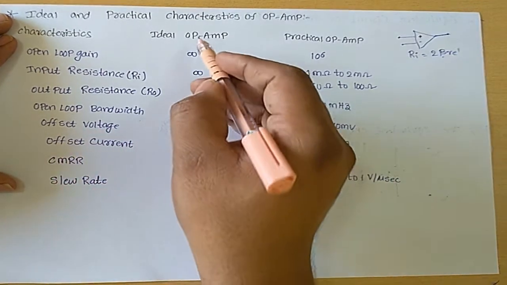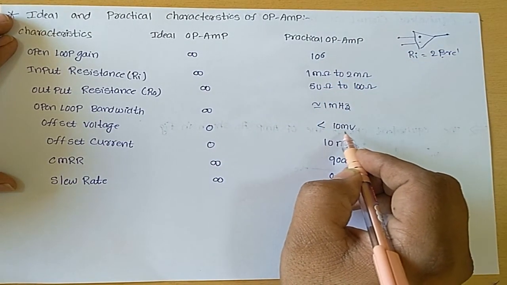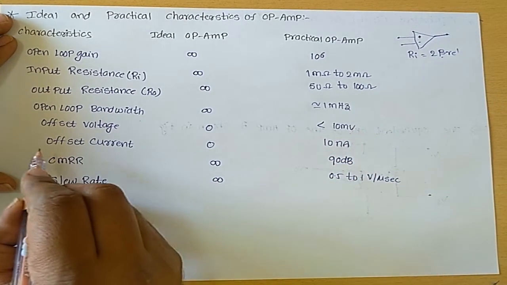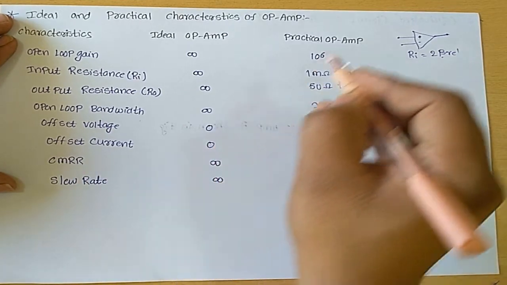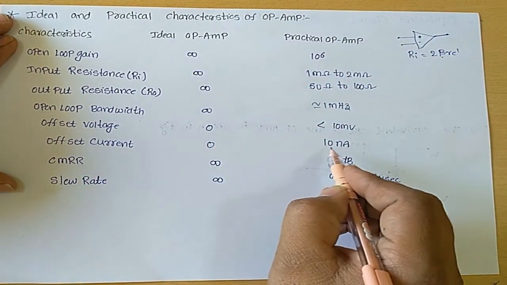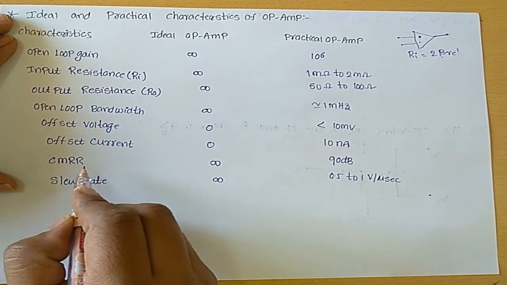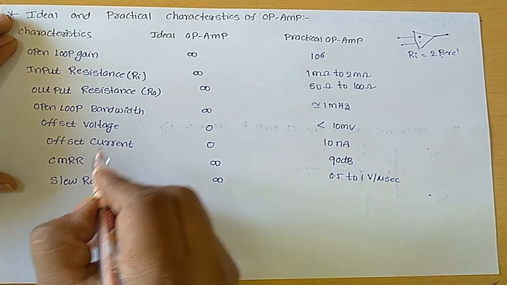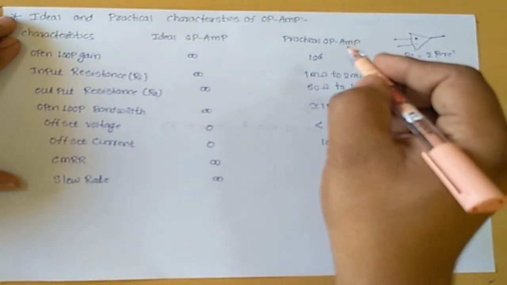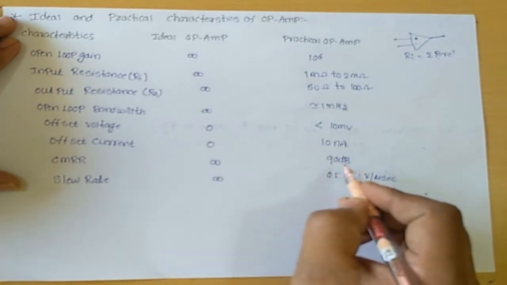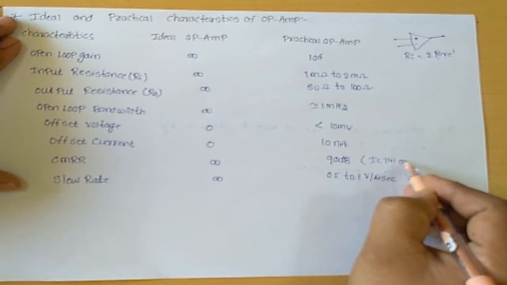The next characteristic is the offset voltage. The offset voltage of the ideal operational amplifier is 0, and the practical value is less than 10 millivolts. The next one is offset current. The ideal offset current is 0, and the practical offset current is 10 nanoamperes. The next one is CMRR, the common mode rejection ratio. For the ideal operational amplifier, the CMRR is infinity, and for the practical operational amplifier, the CMRR is 90 decibels. Here we are considering the IC 741 op amp.